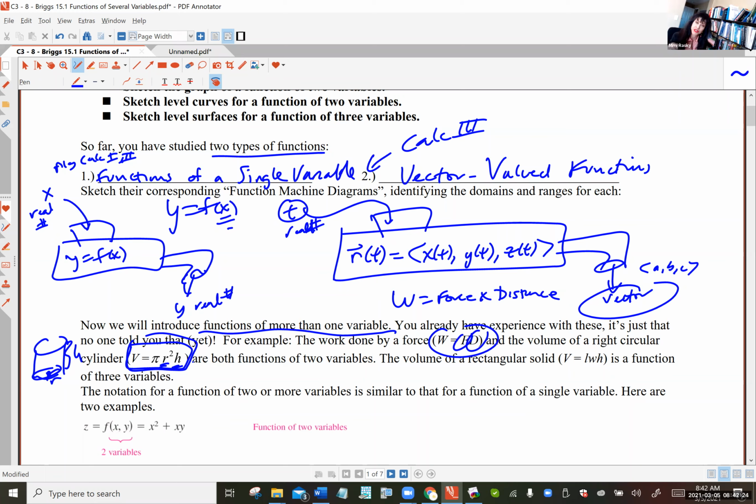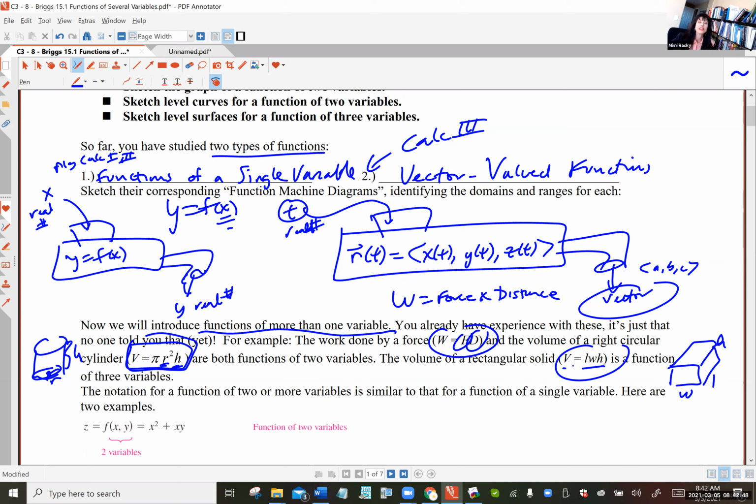And you've done functions of three variables. For example, if you were going to, pardon me, no, I don't have COVID, don't worry. If you had a rectangular box with some width, some length, and some height, you know the volume is equal to the product of the width, the length, and height. So the volume is actually a function of three variables.